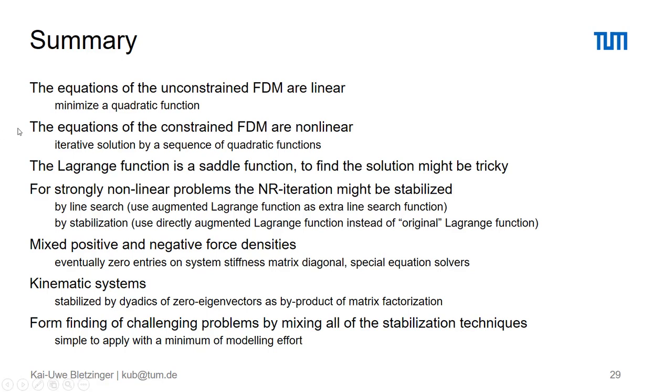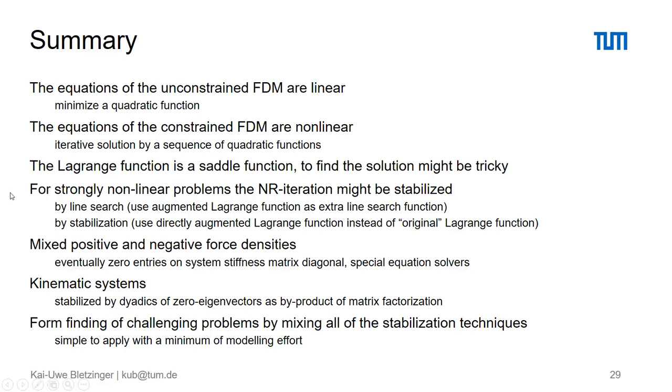The equations become immediately nonlinear if you add constraints, and the iterative solution which we apply along the Newton-Raphson iteration technique is nicely understood as the sequence of minimizing quadratic functions. Moreover, if we add constraints, we don't have an elliptic problem anymore, a quadratic elliptic problem, but at the global solution the function has a saddle function property. That means it is a hyperbolic problem, and therefore it might be tricky to find the solution numerically.